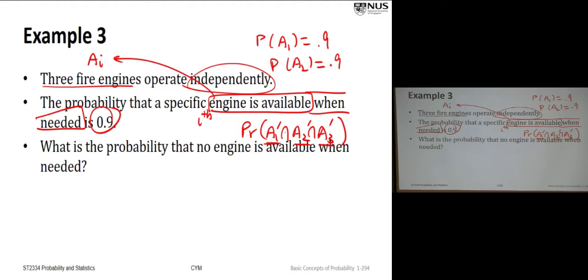Because it says the probability of a specific engine available when needed. So these specific engines can be A1, A2, or A3. Unless you are told that these 3 machines are different, with different probabilities, then they will tell you. Otherwise, we understand that A1, A2, A3 have the same probability of being available when needed. So each one is 0.9.